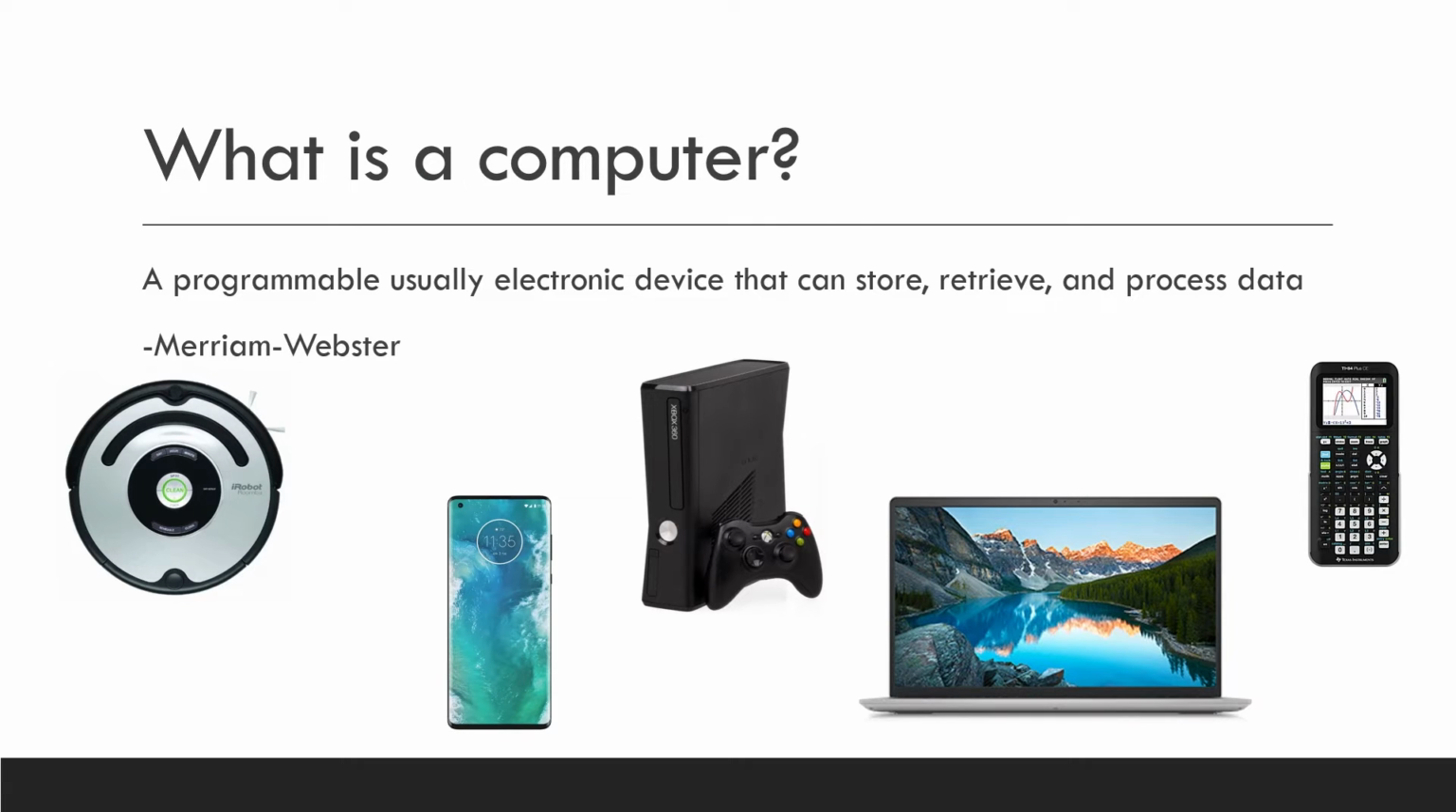So first question is, what is a computer? Well, according to Merriam-Webster, a computer is a programmable, usually electronic device that can store, retrieve, and process data. So examples you will see around you are graphing calculators, laptop computers and desktop computers, phones, gaming consoles, and robots.